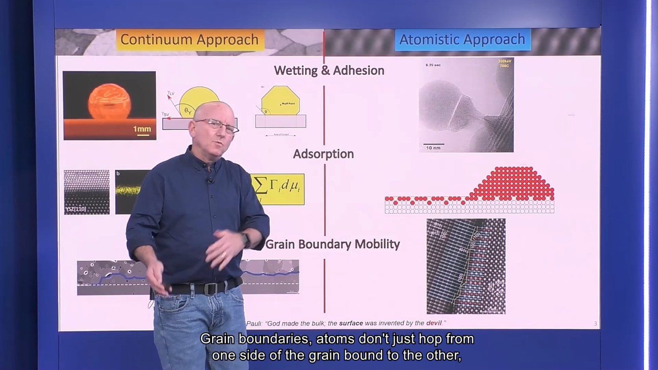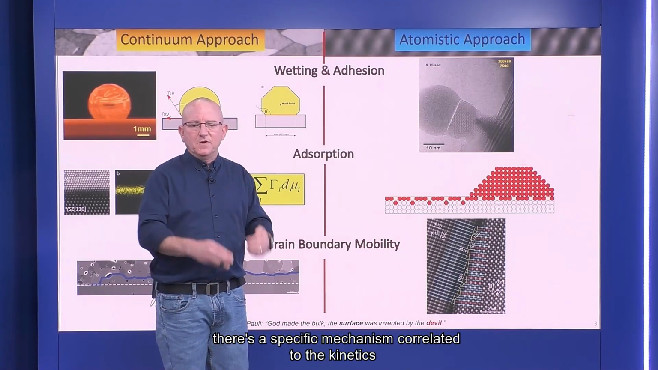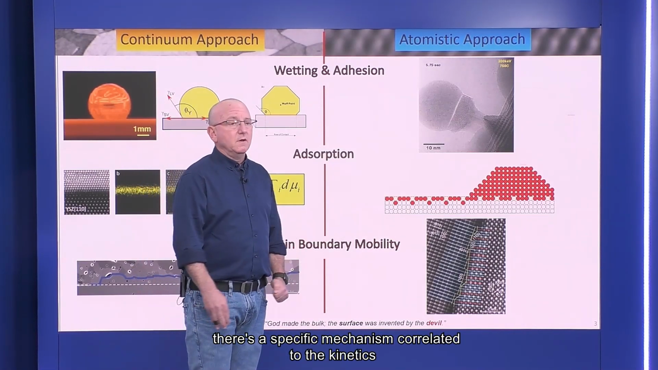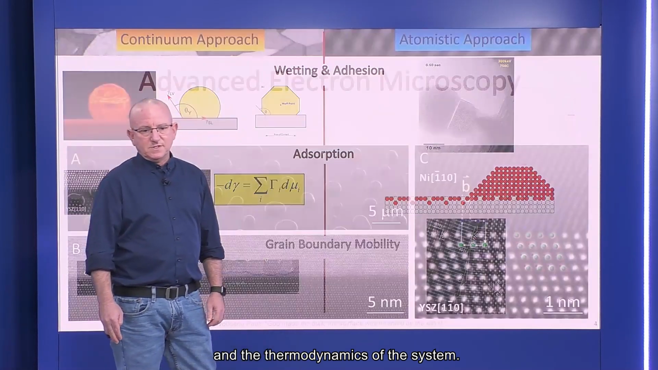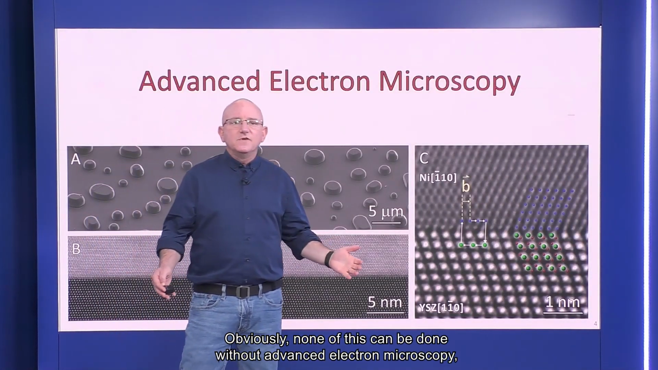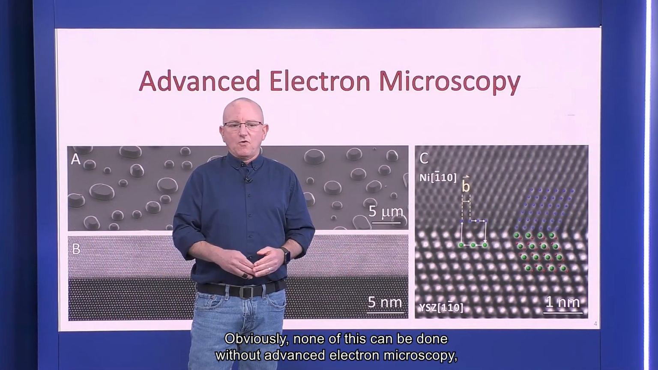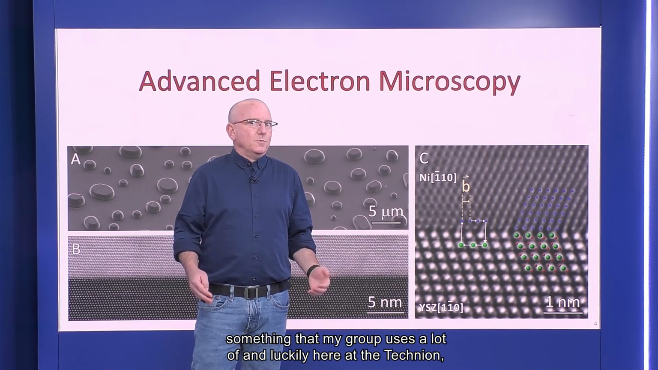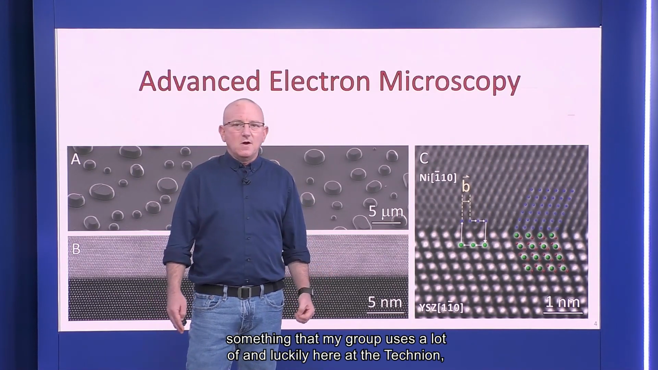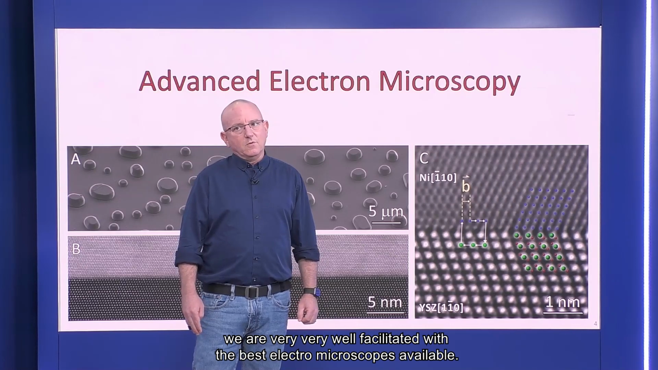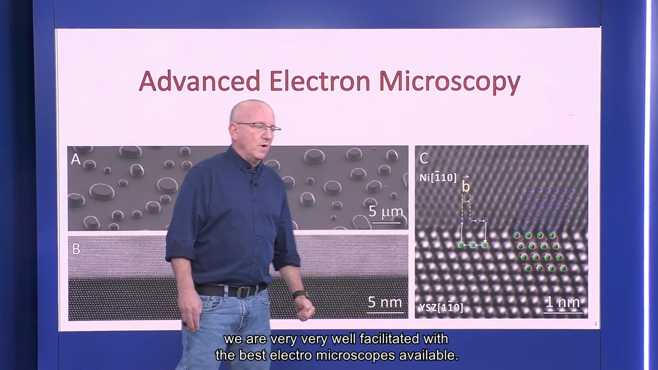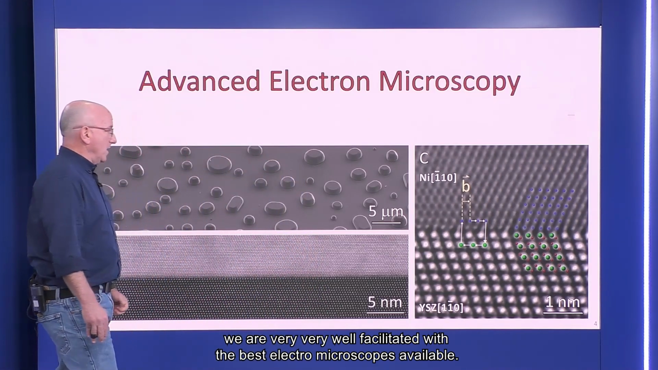Atoms don't just hop from one side of the grain boundary to the other. There's a specific mechanism correlated to the kinetics and the thermodynamics of the system. Obviously, none of this can be done without advanced electron microscopy, something that my group uses a lot of, and luckily here at the Technion, we are very, very well facilitated with the best electron microscopes available.